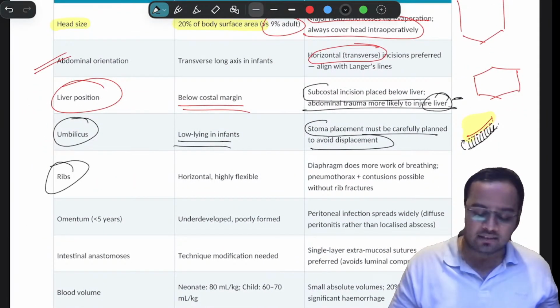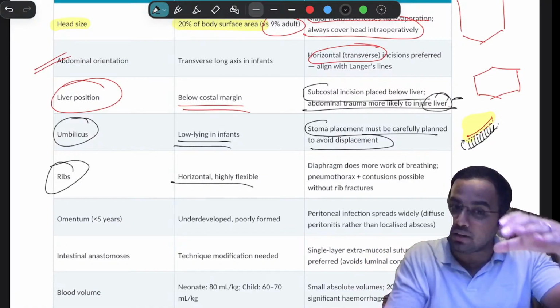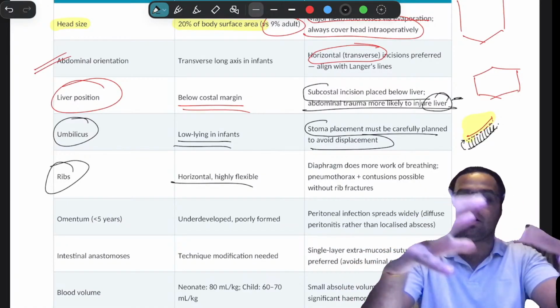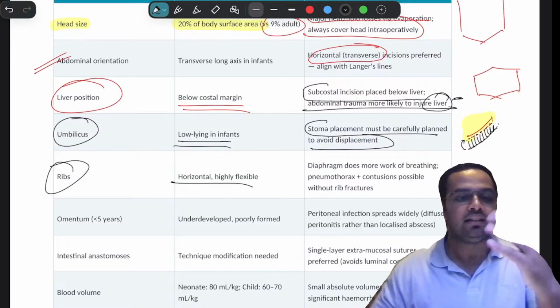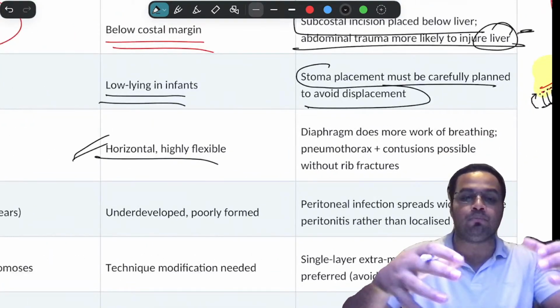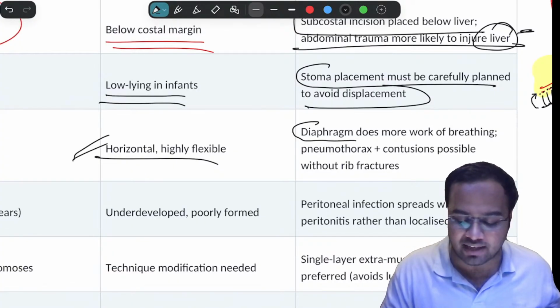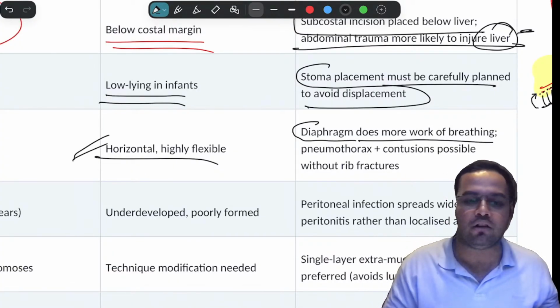What about the ribs? The ribs are horizontally lying, and that is the reason I told you that the liver is going to come down. Later on, the ribs are going to crowd vertically, and that is the reason the liver is going to go up. So they lie horizontal, and that is the reason the rib movements are not much in a child. So a child is doing more work by the diaphragm. The diaphragm does more of the work of breathing of the child.